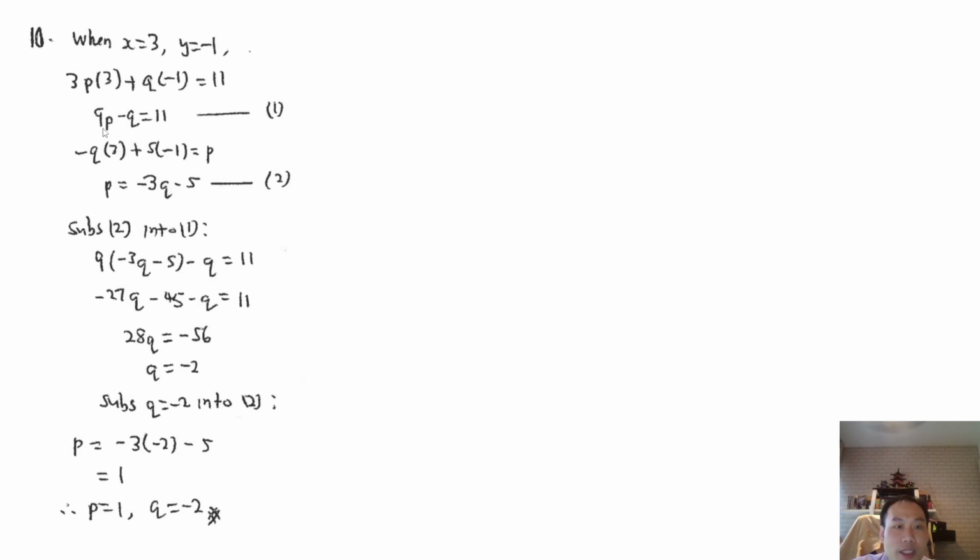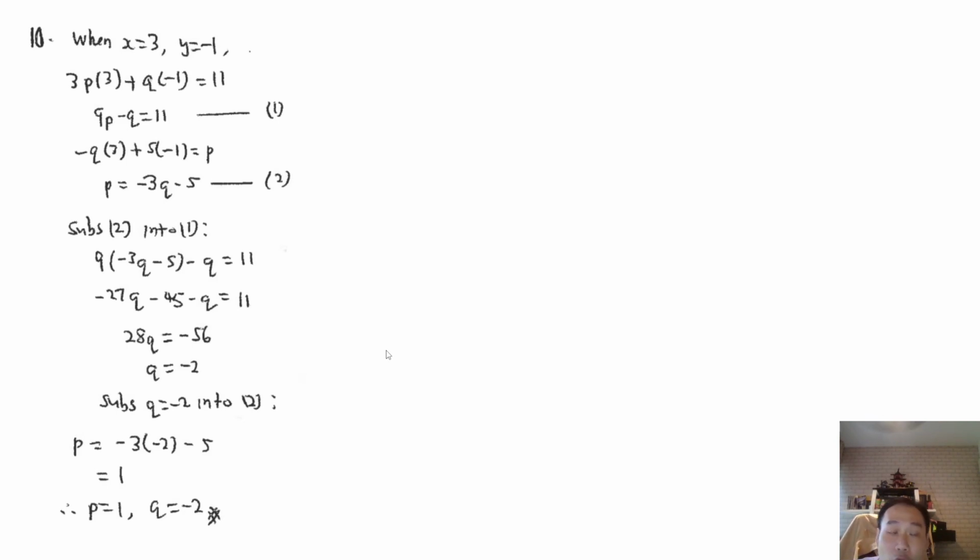So let's look at equation 1, 9p minus q equals 11. So 9p, but instead of p, we get an expression from equation 2, minus q equals 11. Expand the bracket carefully. We have this negative 27q minus 45 minus q equals 11. Simplify some more, we have 28q equals negative 56. That gives us q equals negative 2.